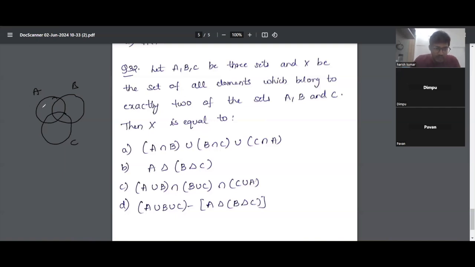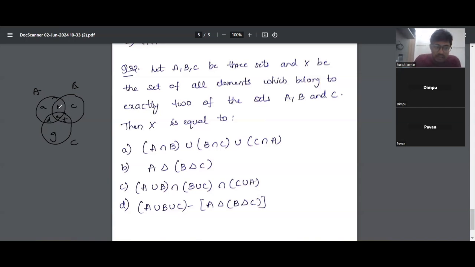So I'll name the regions A, B, C, D, E, F, G. The A part is only in the set A, that is, it is in only one set. The C part is only in the set C. The G part is only in the set C, right? So this is not what we want.